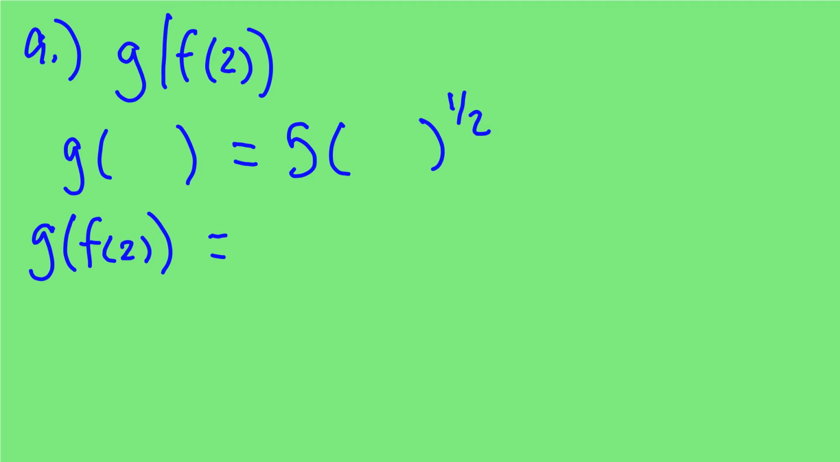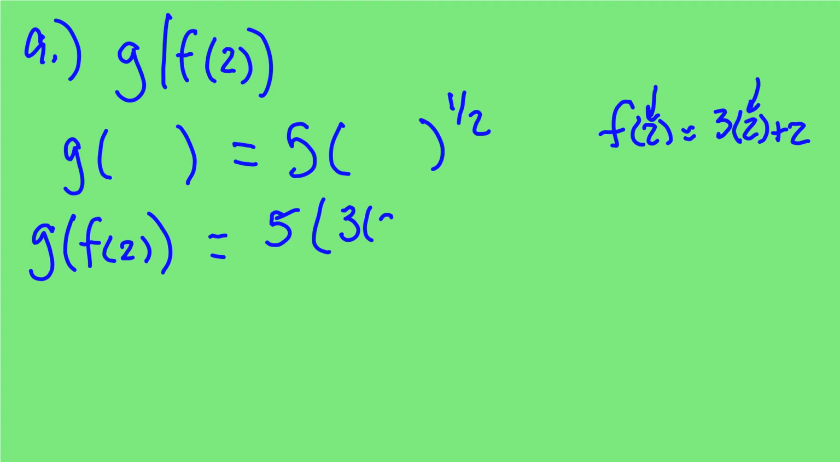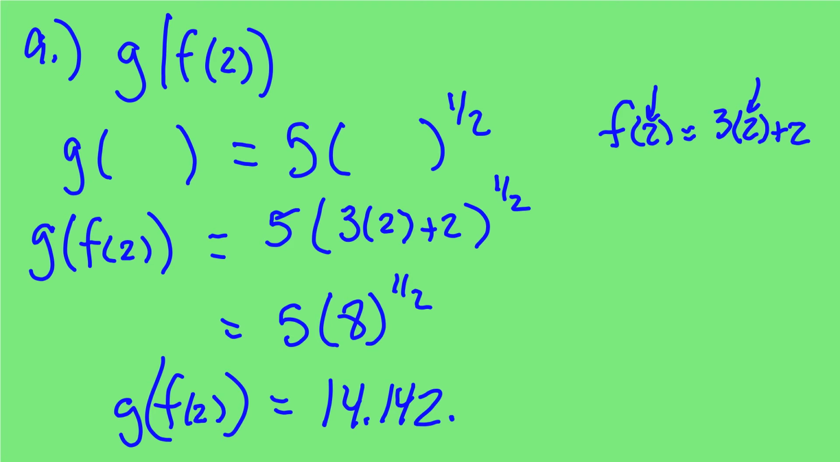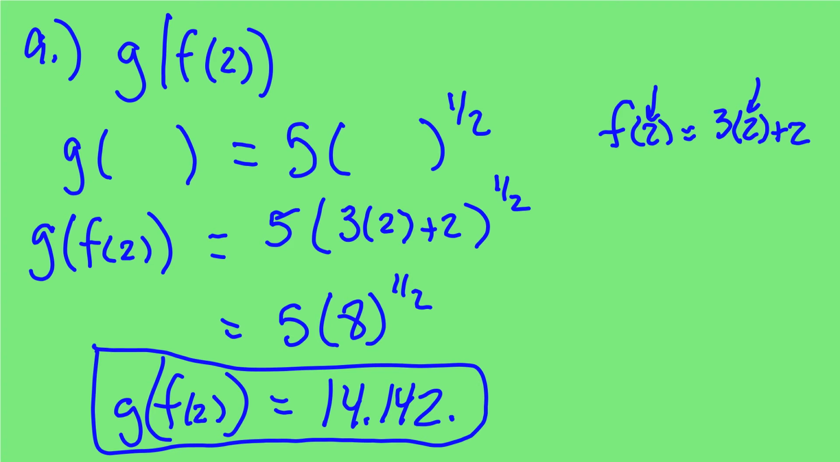Well, if f of x is 3x plus 2, f of 2 has to equal 3 times 2 plus 2, because instead of x, I have a 2 there, so that's why there's a 2 right there. So I'm going to plug all that right into this parentheses, and now I'm just going to simplify. 3 times 2 is 6, 6 plus 2 is 8, so I have 5 times 8 to the 1/2, so I plug it into my calculator, just the way it is, and I end up with 14.142. And that's it.